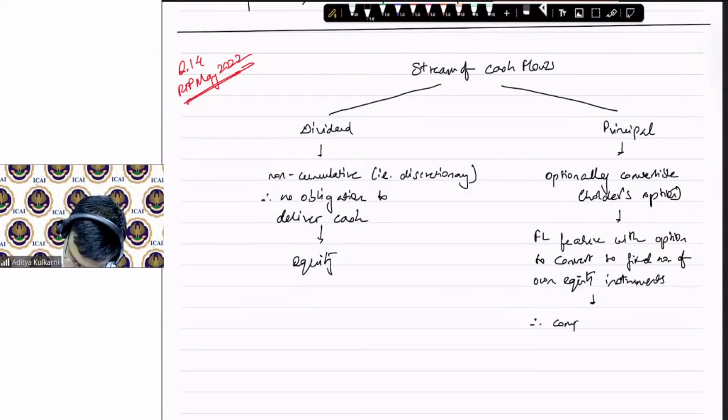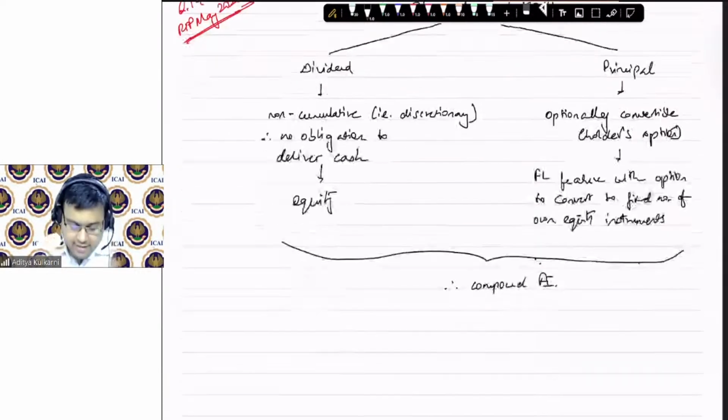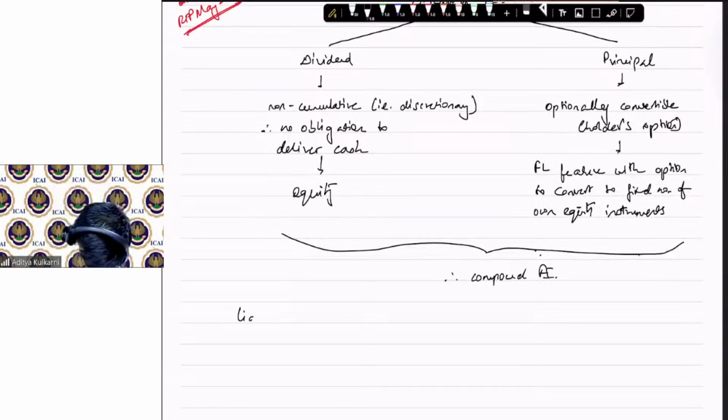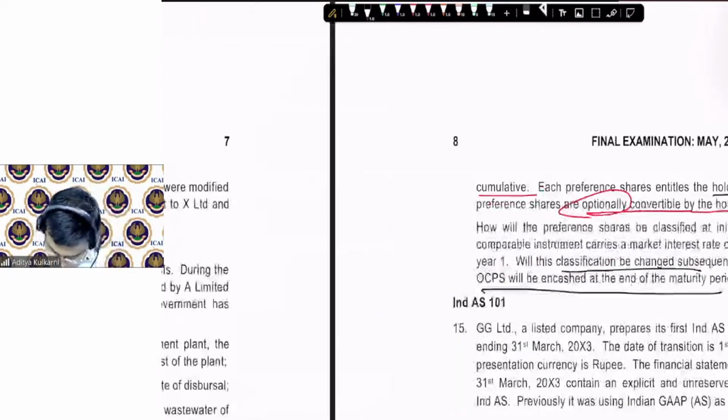Therefore, compound financial instrument. Therefore, it becomes a compound financial instrument. Are we clear with this? Okay. Don't write this here if you are noting it down. Therefore, compound financial instrument. So my liability component is what I will value first, is equal to, the holder can get up and demand anything anytime.